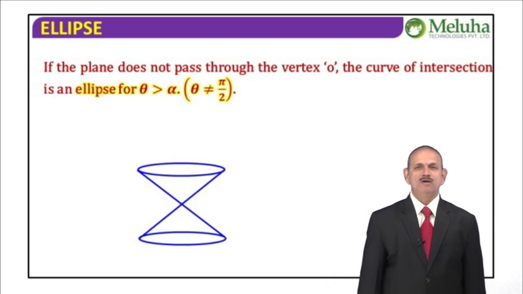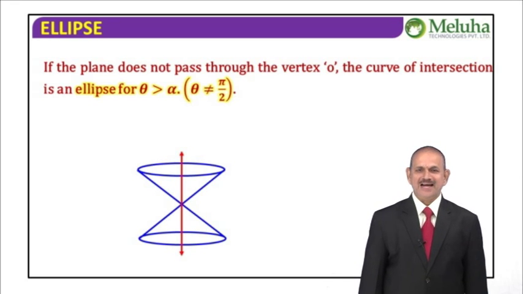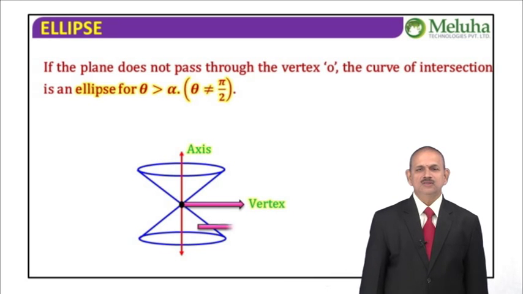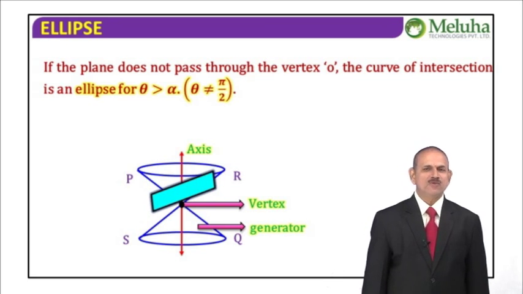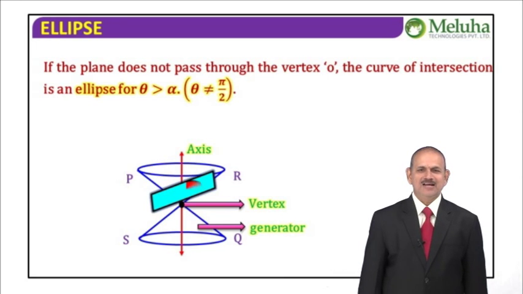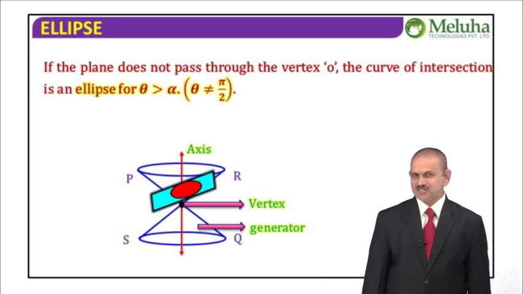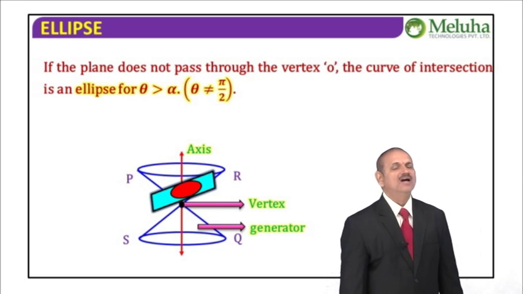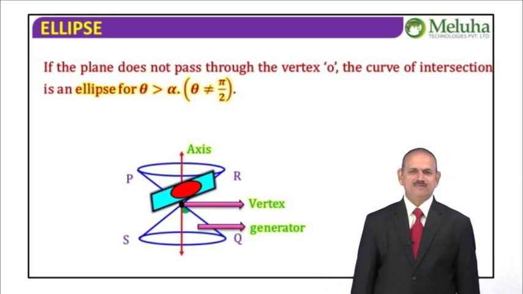Yes, that is the double circular cone. That is the axis of the cone. Yes, of course, that point is the vertex of the cone, and then it's a generator. There are so many generators, of course. PQ is a generator and RS is another generator. Observe the plane which is going to intersect the cone, and the curve of intersection has been marked red in the diagram. It is an ellipse.